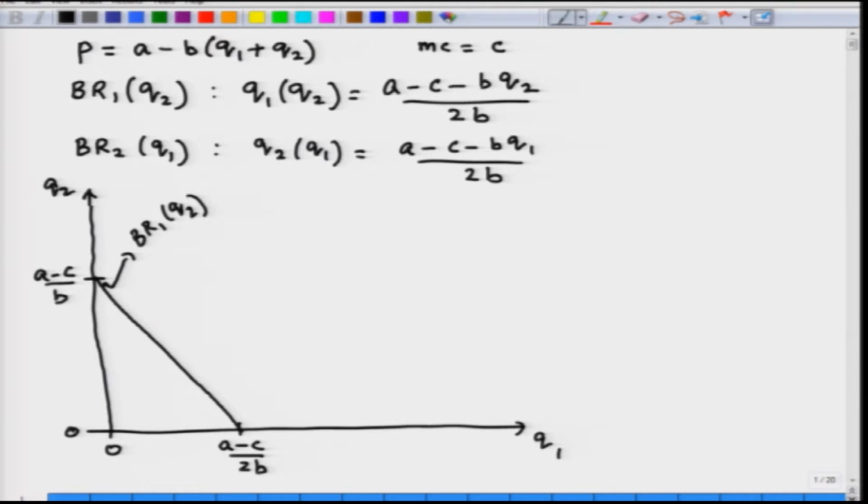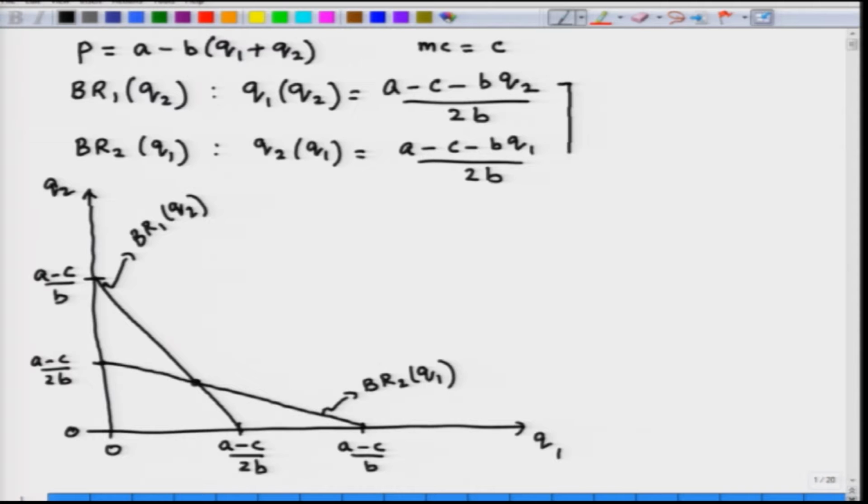Similarly, if we were to draw the best response function for firm 2, when Q1 is equal to 0, firm 2 essentially is a monopolist and produces the monopoly output (A minus C) by 2B, and when firm 1 produces the competitive level of output, which is (A minus C) by B, then firm 2 decides not to produce at all, and the best response function for firm 2 is as follows. So, this is the best response function for firm 2, and we said that the Nash equilibrium output Q1 star, Q2 star is a pair of mutually best responses, which means Q1 star is a best response to firm 2's choice of Q2 star, and Q2 star is a best response to firm 1's choice of Q1 star.